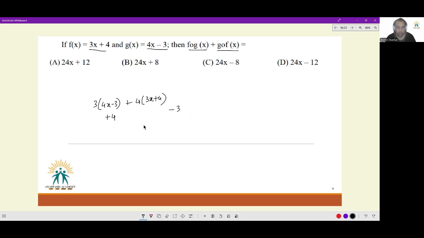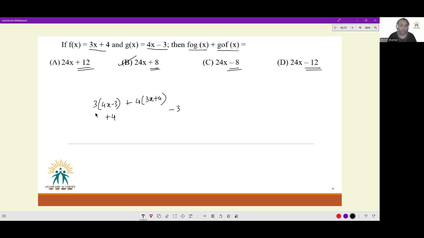Now you can choose to solve it in entirety, or you can choose to focus only on the constant part. Here you have plus 12, here you have plus 8, here you have minus 8, and here you have minus 12. So I'm doing 3 into minus 3 is minus 9, and this is minus 3, minus 12. 4 into 4 is 16, plus 4 is 20. 20 minus 12, 8, plus 8 I'm getting. So this is my answer. This we can mark straight away.